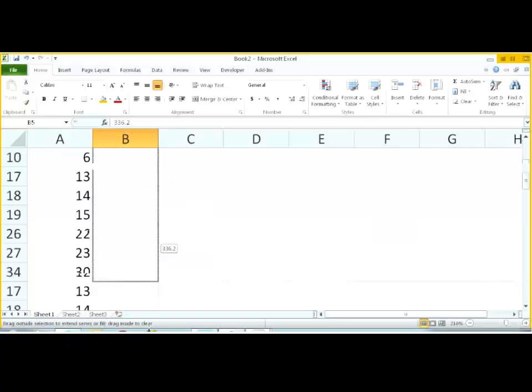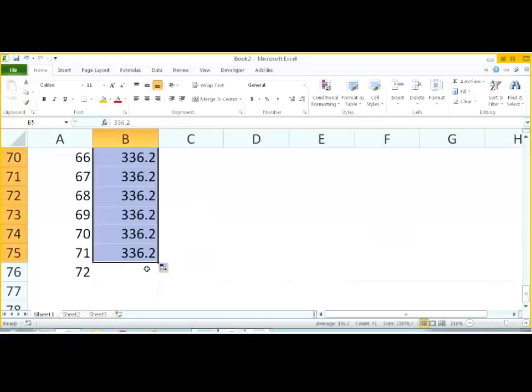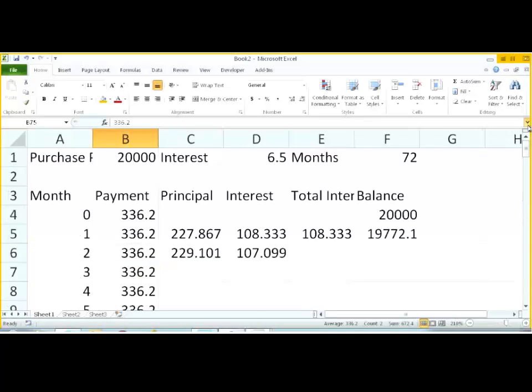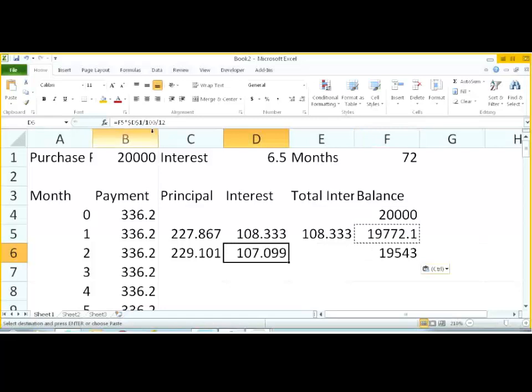Yeah, it's going to require me to copy this payment all the way down to the bottom. So let me do that. My payment stays the same for the whole thing. Okay. Now I'll go back up here. So the other ones, I'm copying the formulas. And where there's dollar signs, it uses these values all the time. When there's no dollar signs, it increments it.